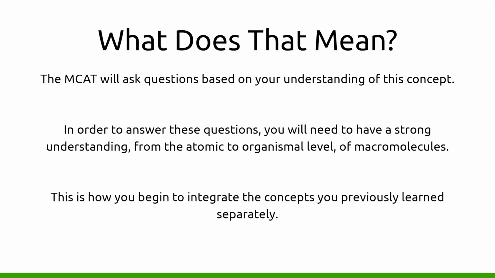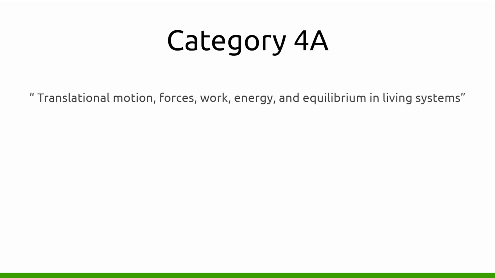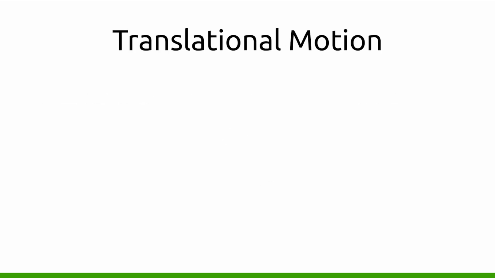And each of these concepts that you learn individually, now you're going to have to integrate, especially when it comes to macromolecules, but also when it comes to other chemical and physical principles. When it comes to foundational concept 4, they break them down into different content categories. For concept 4, there's category A, which states translational motion, forces, work, energy, equilibrium, living systems. So again, breaking this down, you've got translational motion, forces, work, energy, and equilibrium.